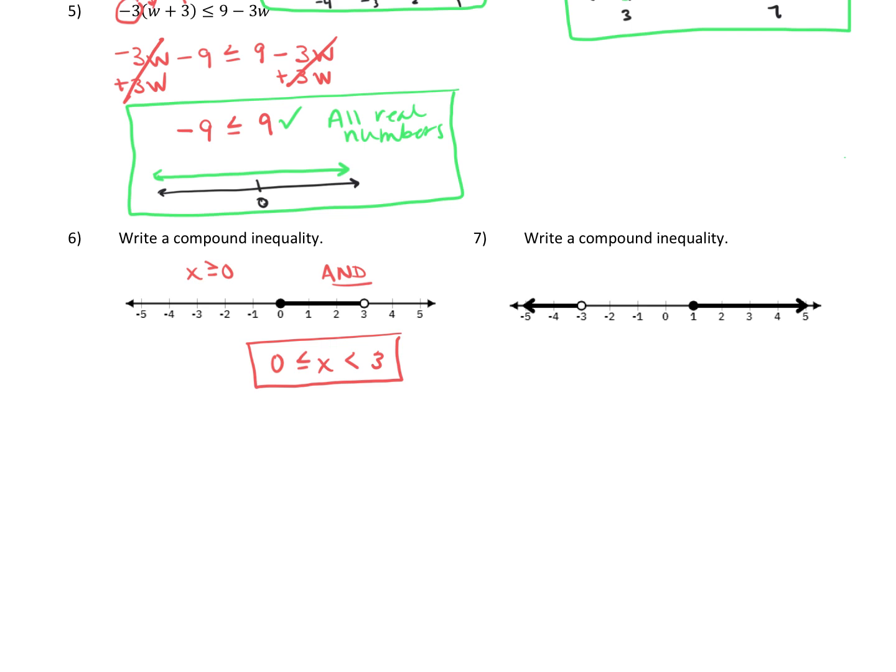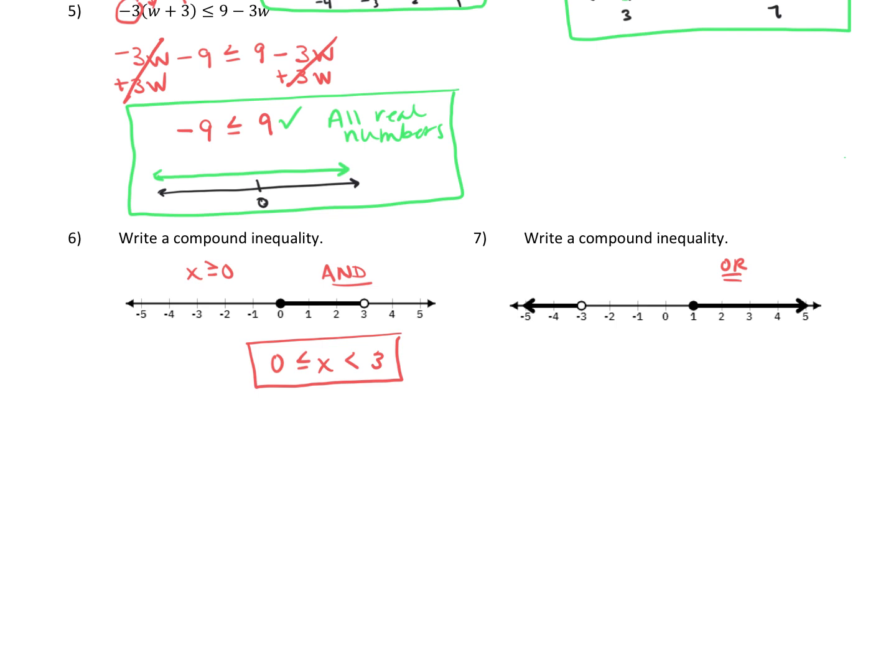All right, number 7. I can see that the shading is, we've got one inequality greater than 1 and another one less than -3. So this is what an or inequality looks like. When we write an or, we are going to write an inequality for this shading, we're going to write an inequality for that shading, and we're going to put the word or in between them. One thing I notice students do is get a little mixed up when they're writing an inequality from a graph. So here's my advice.